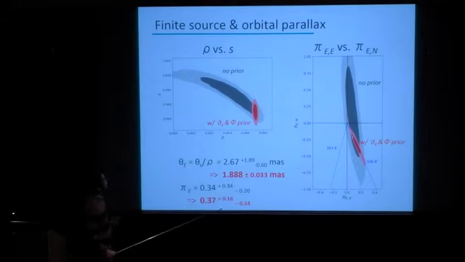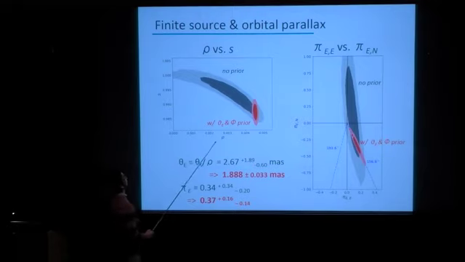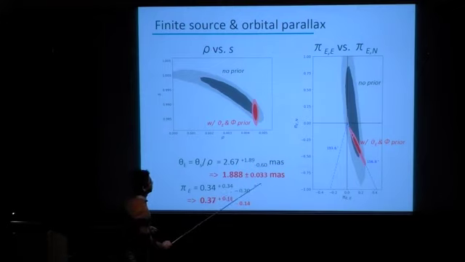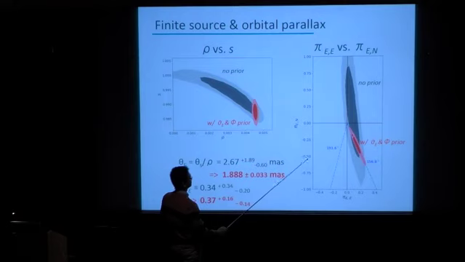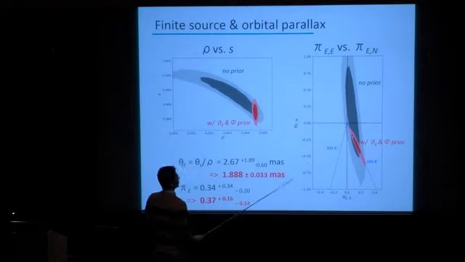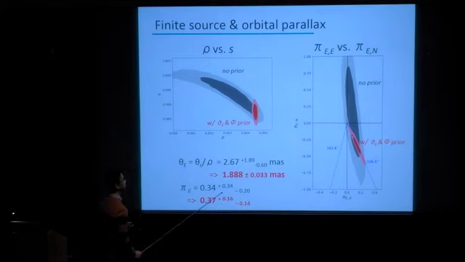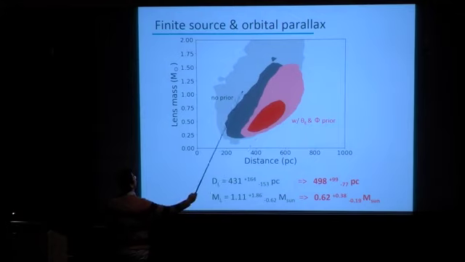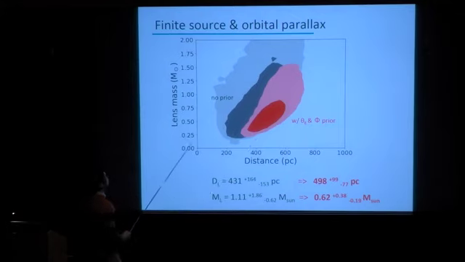And using this information as prior, we refitted the light curves and refined the parameters of theta E and pi E. And we constrain theta E very precisely. And on the other hand, for pi E, we could reject one of the 2 solutions, directions. But we refine the pi E values by a factor of only 2. So this is the defined constraint region of distance and mass of the lens star.